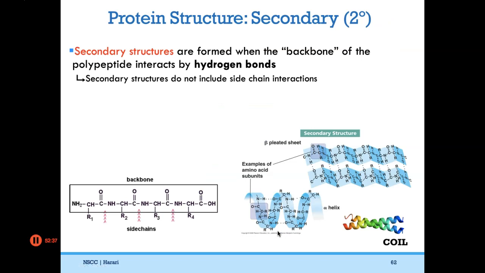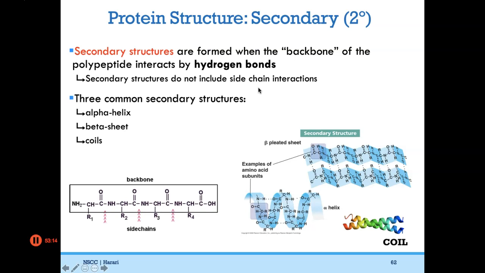The secondary structure is formed when the backbone of a polypeptide interacts by hydrogen bonds. Let me explain what this means. In the linear chain of amino acids that are connected, we have the backbone portion, that's the peptide bond. These are all the peptide bonds. And the side chains or the R groups stick out of the backbone. So this is the backbone, and it's only the backbone that participates in secondary structures. Secondary structures do not include side chain interactions. So secondary structures are formed when the backbone, meaning the carbons and the nitrogens that form the peptide bonds, make hydrogen bonds with each other.